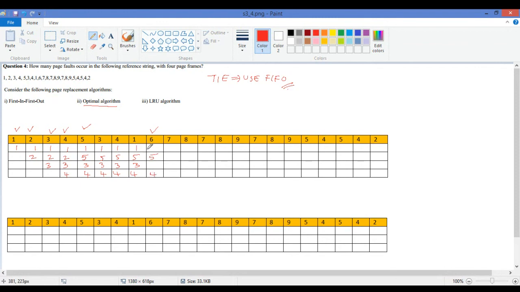Between 1 and 3, who is first in? According to FIFO, 1 is the candidate for replacement. Okay, so 6 will come here. 3 will just repeat like this.